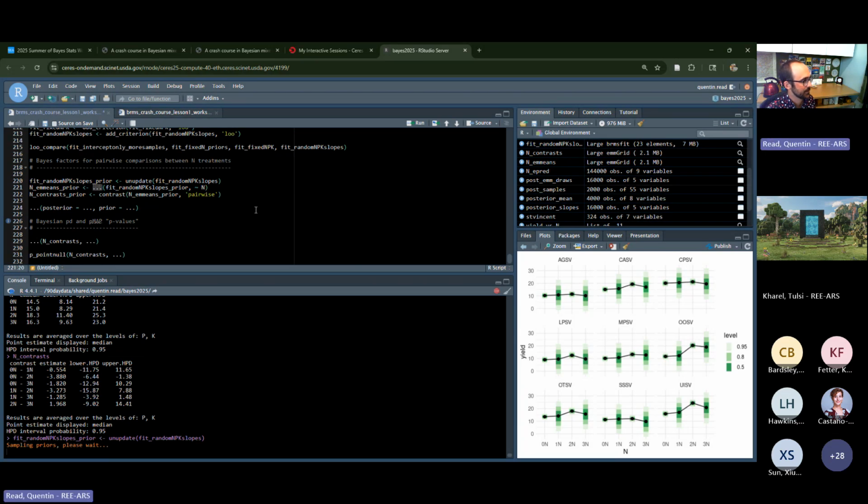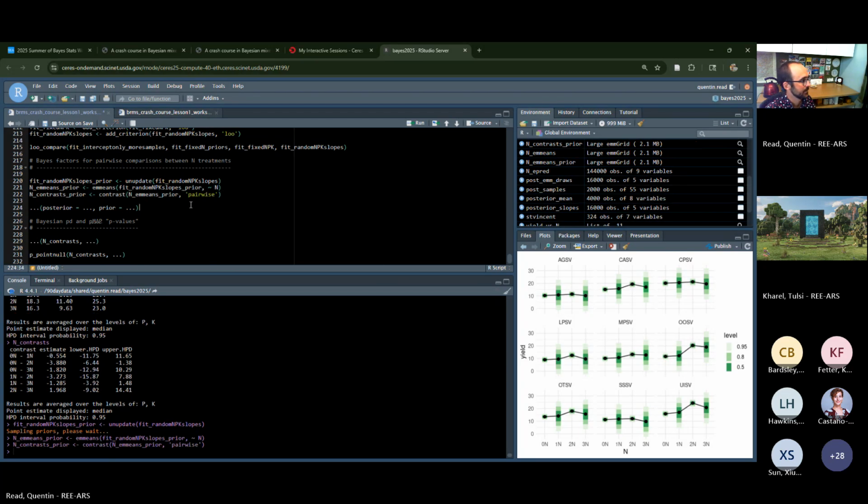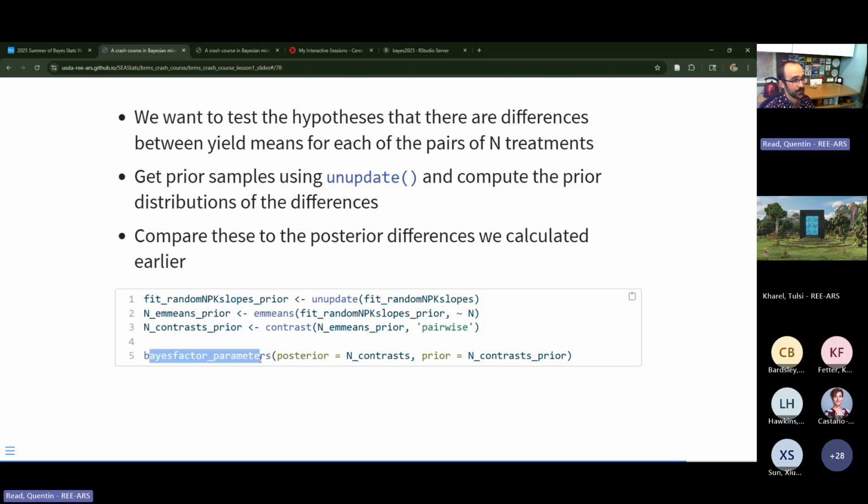And then while that's running, we're going to use the emmeans function. You can see that I'm using the prior distribution from the model to do the emmeans and do the contrasts. So I'll run these two lines of code to get those. Okay, and then you can see in the slide, bayesfactor_parameters will calculate a Bayes factor for each of those contrasts. We have to say what the posterior is: it's the contrast we observed. And the prior is that prior contrast.